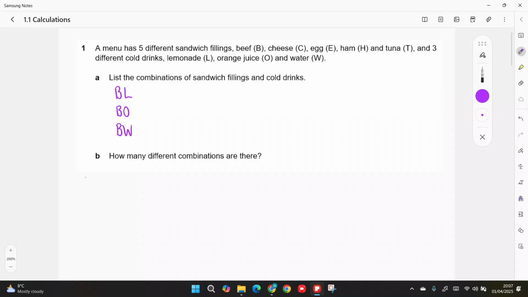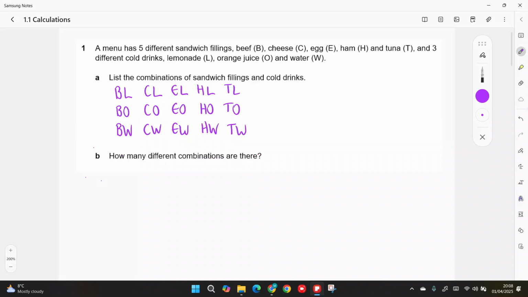We can then follow this pattern with a cheese sandwich. So we go cheese and lemonade, cheese and orange juice, cheese and water. We follow this pattern for the other 3 sandwiches. And there we have it. All of the combinations are listed there. And because we did it in a methodical way, we can be sure that there are no other ones missing.